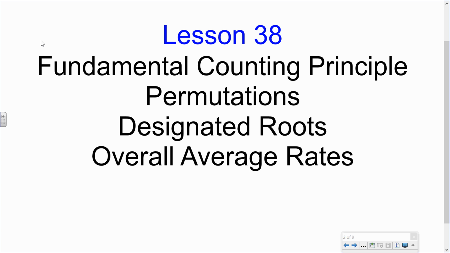Okay, multiple topics in today's lesson. We're going to talk about how many ways we can arrange things. We're going to talk about finding equations that have certain answers specified, designated roots. And we're going to talk about something called the overall average rate. So three totally different topics, but about average length for a lesson. So first off, some vocabulary.